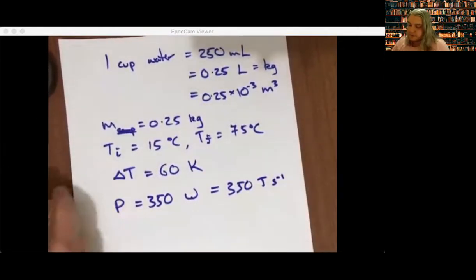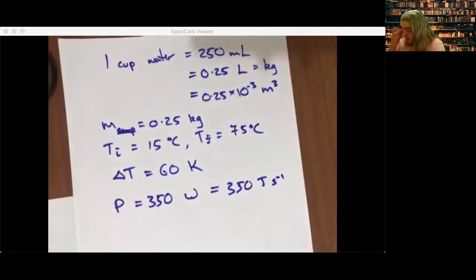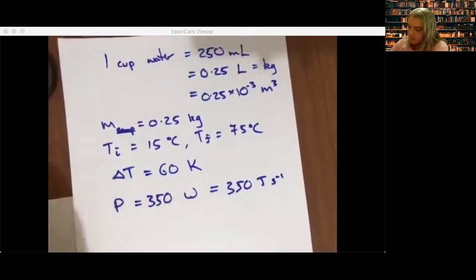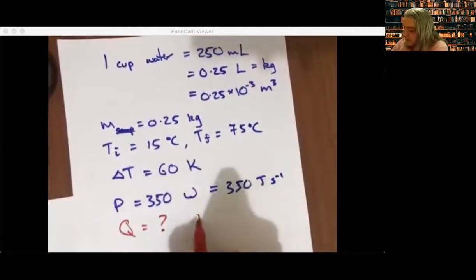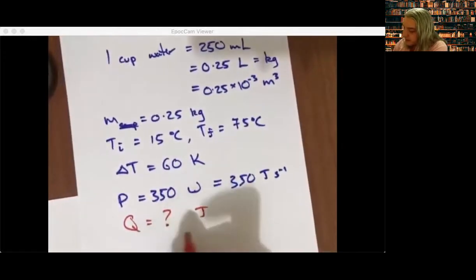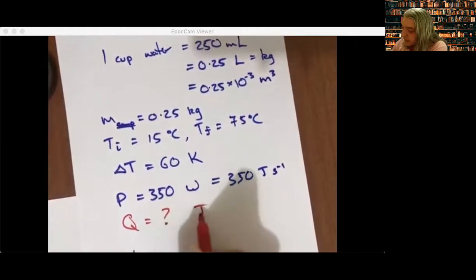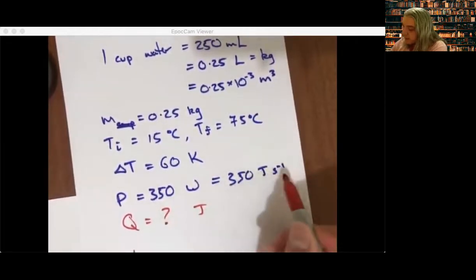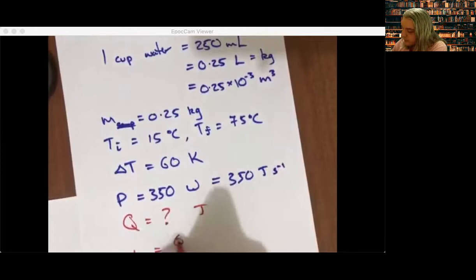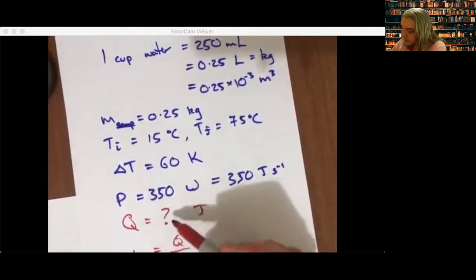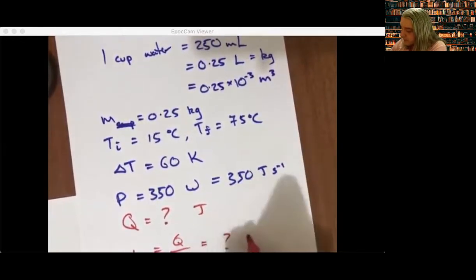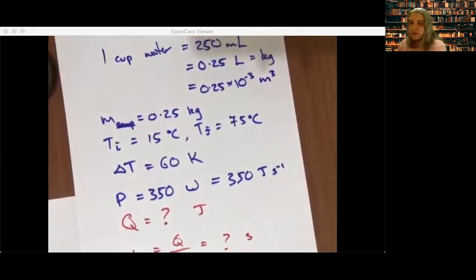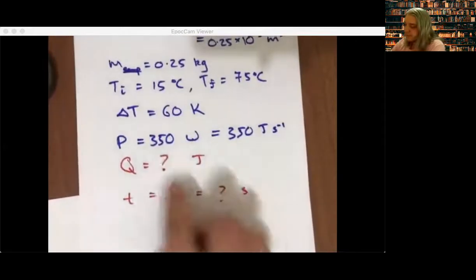So there are 2 steps to this question. The first is to figure out how much energy we need, so how much heat do we need? Remember that that's in joules. Once we know how many joules we need, if we're getting 350 joules per second, it's just going to be Q over P. However much energy we need divided by 350 joules per second will give us our answer in seconds. So that's it, we've got to figure out these 2 things.